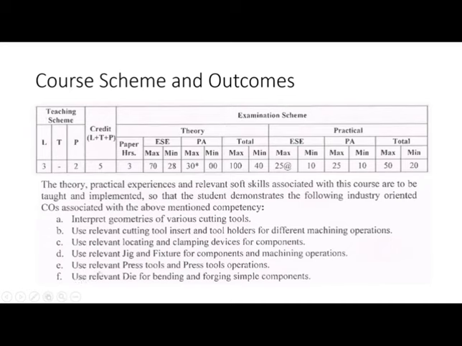Then you must use relevant press tools and press tool operations for performing operations on sheet metals. Obviously there are many sheet metal operations, for which you require different press tools and press tool operations. Then use a relevant die for bending and forging of a simple component. For any bending or forging operations, which are non-cutting operations, you must decide a particular die for that.